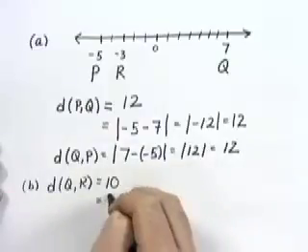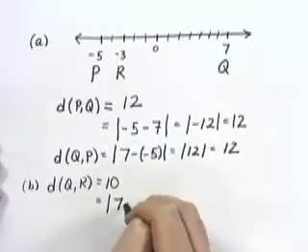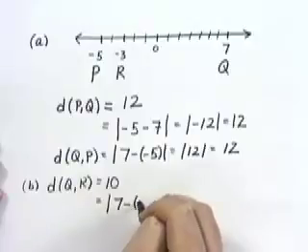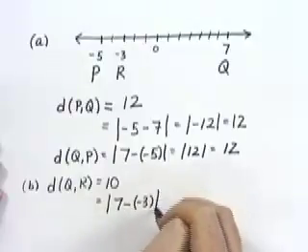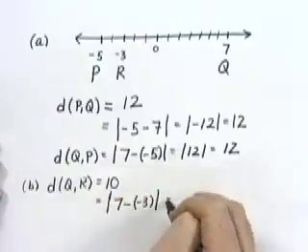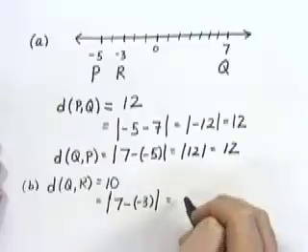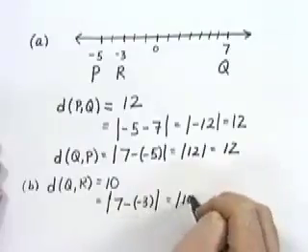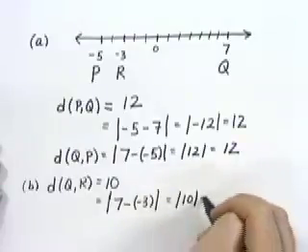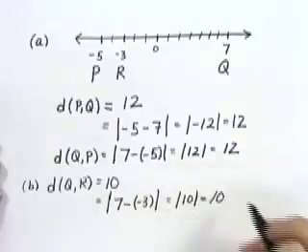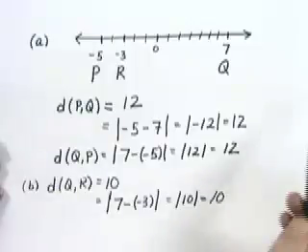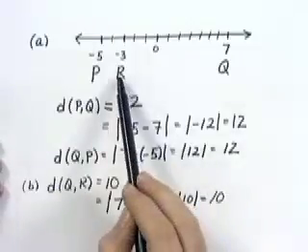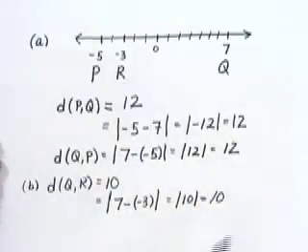Using our formula, I would take the absolute value of 7 and subtract from that -3. 7 minus -3 is the same as 7 plus 3, so I'm computing the absolute value of 10. The absolute value of 10 is 10. I'll leave it to you to verify that the distance from R to Q is also equal to 10.